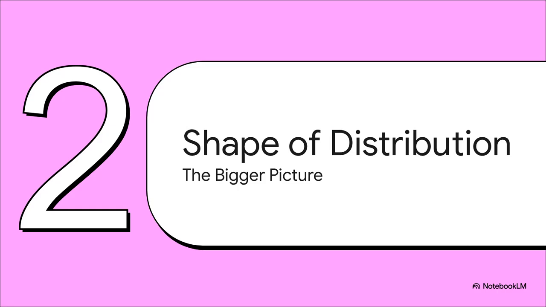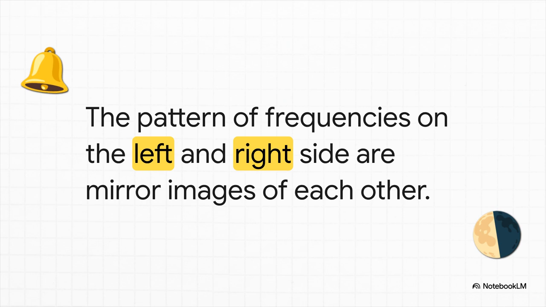Okay, so we've got our anchor point. But a single number is just the beginning of the story, right? To really get the bigger picture, we need to zoom out and look at the data's overall shape, its distribution. Now, in a perfect world, our data might look something like this, a beautiful, symmetrical, bell-shaped curve.